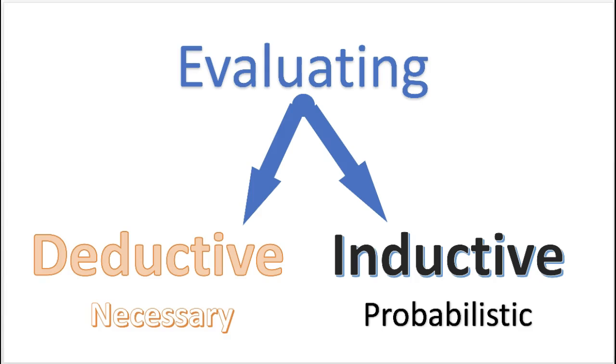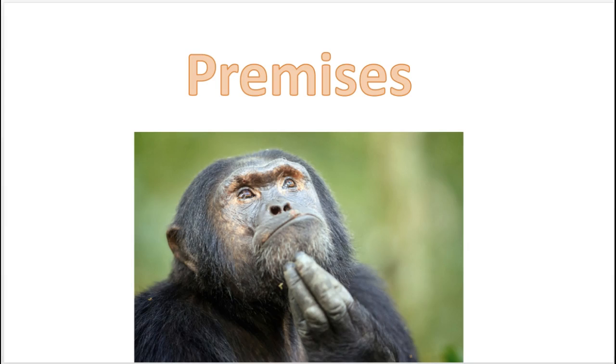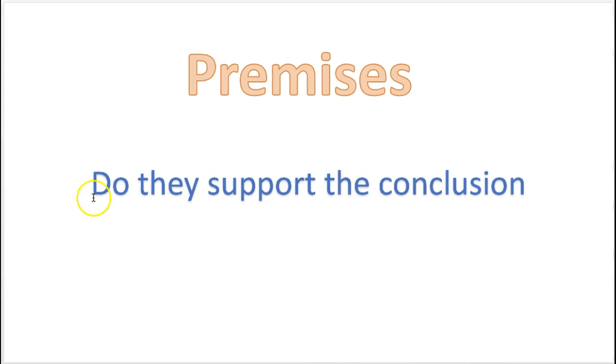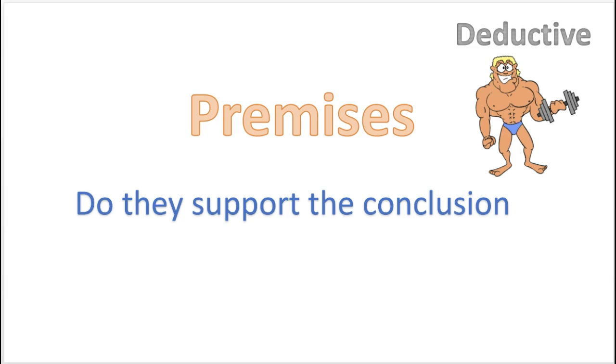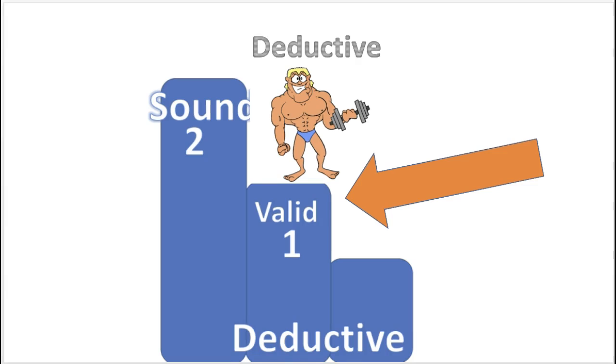Now, to evaluate either a deductive argument or an inductive argument, you're going to look at the premises and ask two questions. One, do the premises support the conclusion? And the second question is, are the premises true? First, in deductive arguments, you ask, do the premises support the conclusion? If the answer is yes, now you have a valid argument.